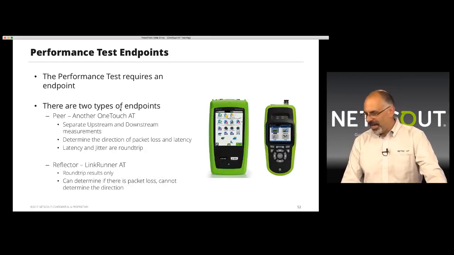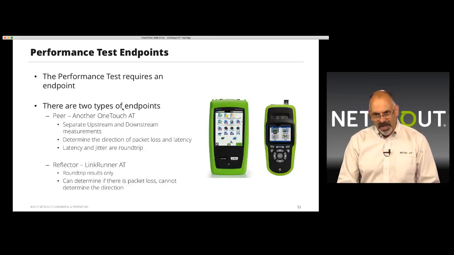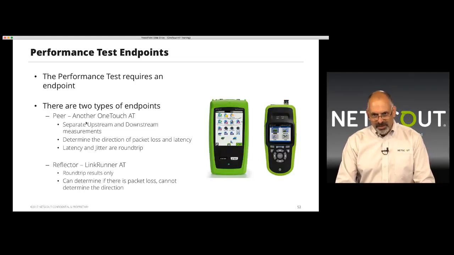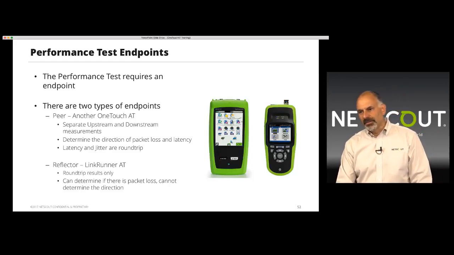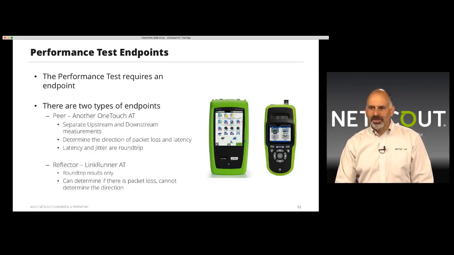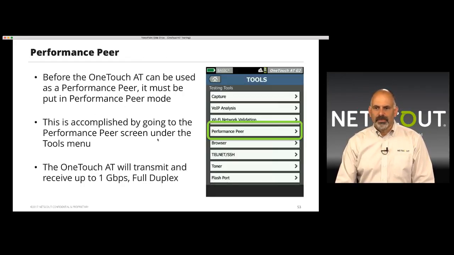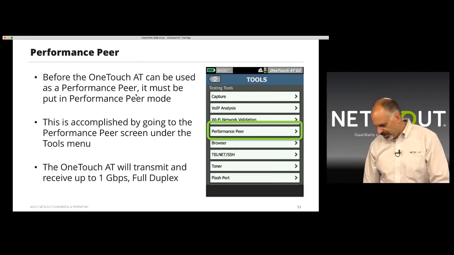So what do we find out? There are two types of endpoints that we can have out here. We can have a peer, which is another OneTouch AT, or we can have a reflector, which is the Link Runner AT2000. So we've got the Link Runner AT2000 here, and we've got the OneTouch. Let's go ahead, and if we're using a performance peer, we're going to set that up.